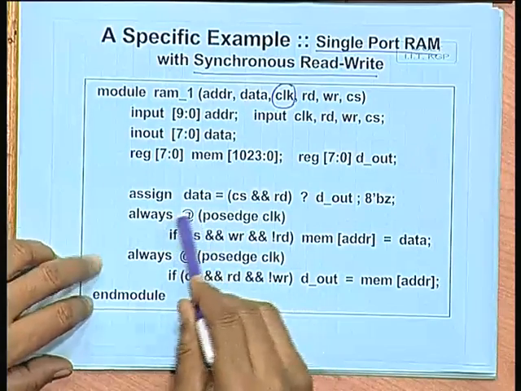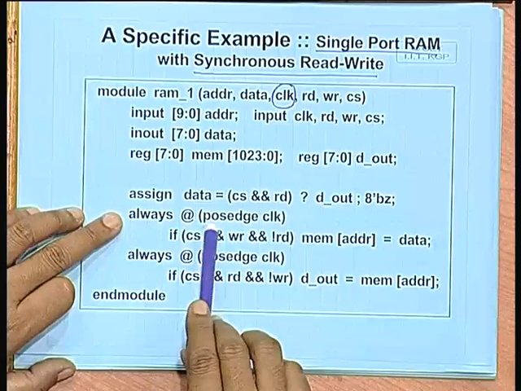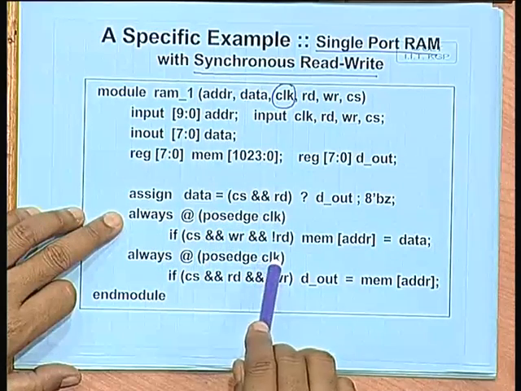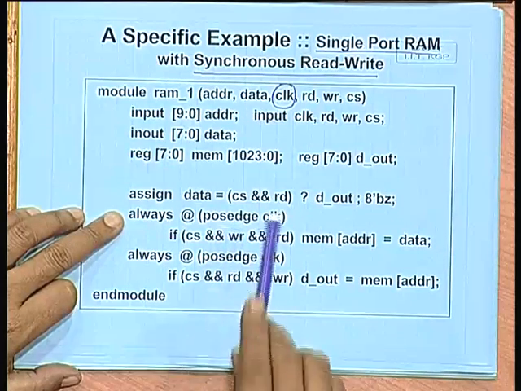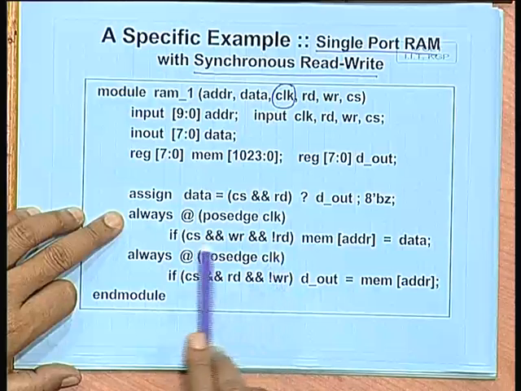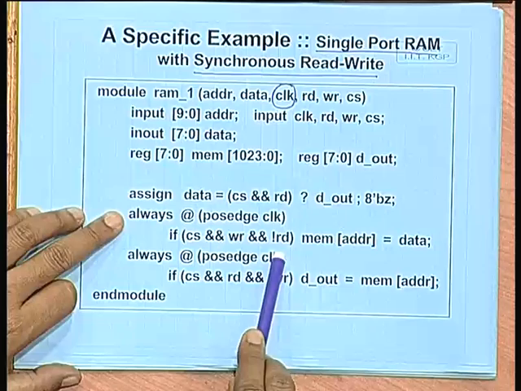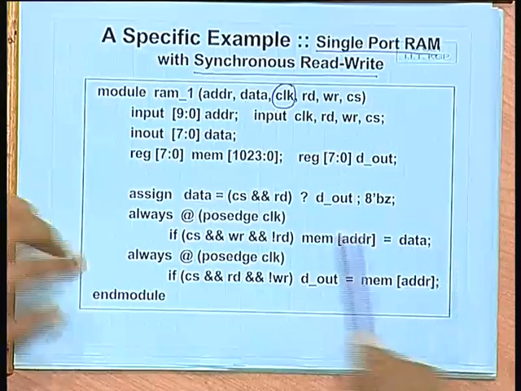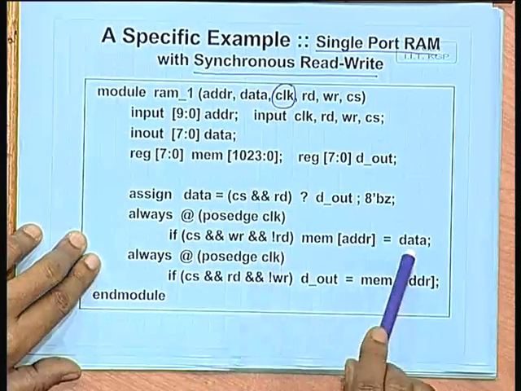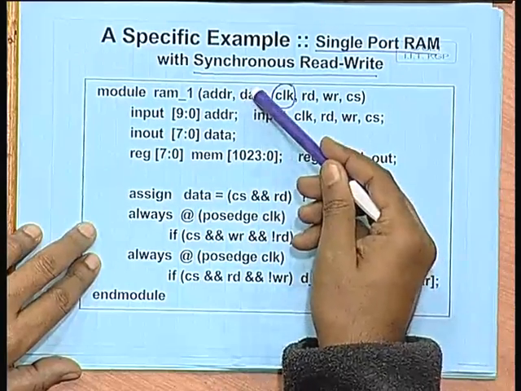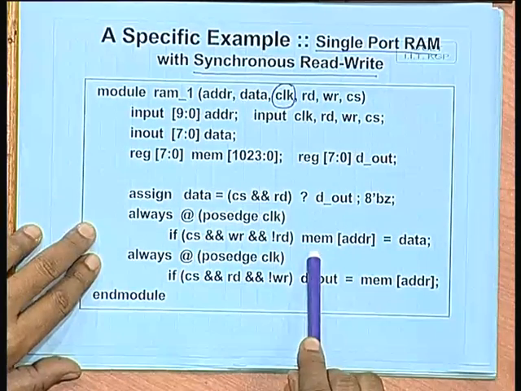Now, you see there are two concurrent always blocks running, both triggered by the positive edge of the clock. The first one is for memory write, the second one is for memory read. Memory write means, here is the condition: chip select and write are active and read is not active, because by mistake both read and write may be active at the same time. Just for checking that, you check that read is low. If it is so, then whatever data is coming from outside gets written into mem at the address. That is the memory write operation.